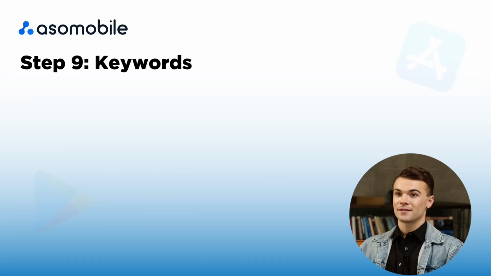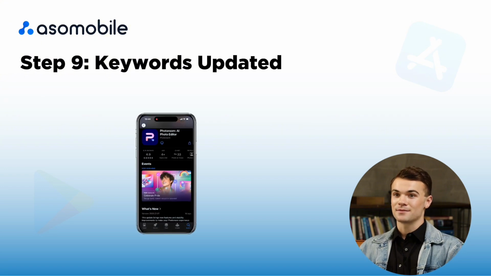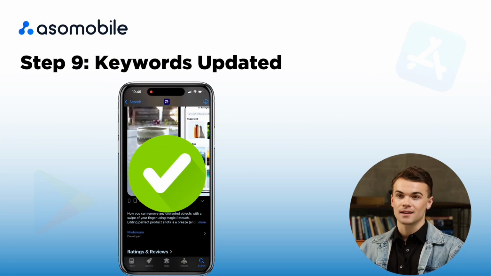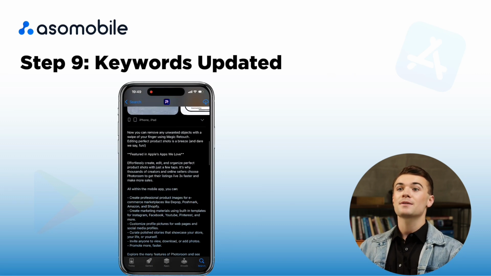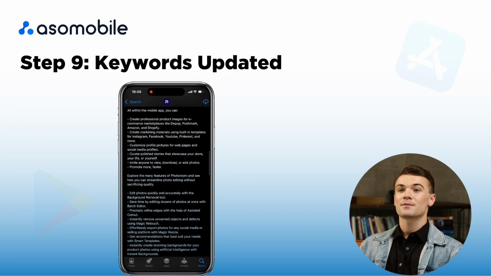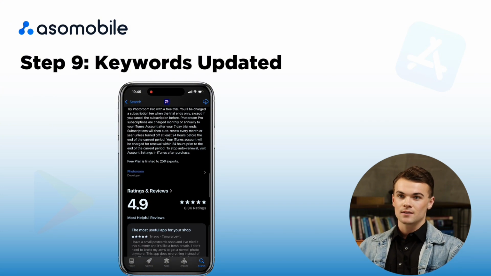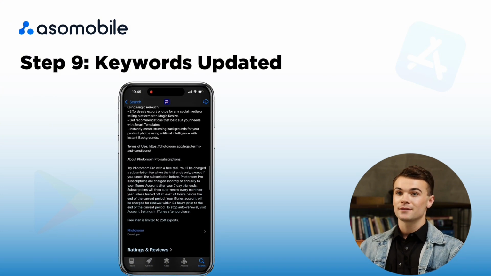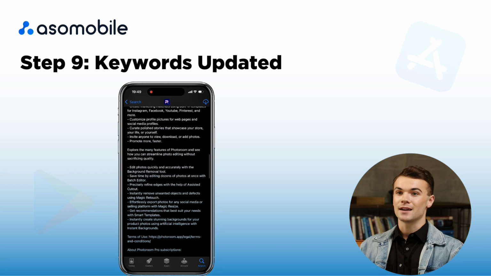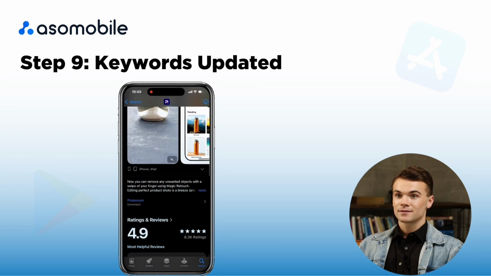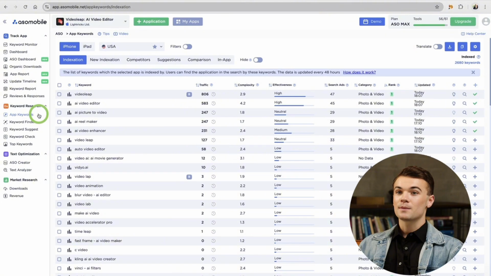Step 9, keep your keywords updated. Congrats, you've optimized your app. But wait, the App Store never stands still. New trends pop up. Competitors change their strategies, and user search behavior evolves. That's why the final and ongoing step is to regularly update your keywords. Here's how to do it in ASOMobile.